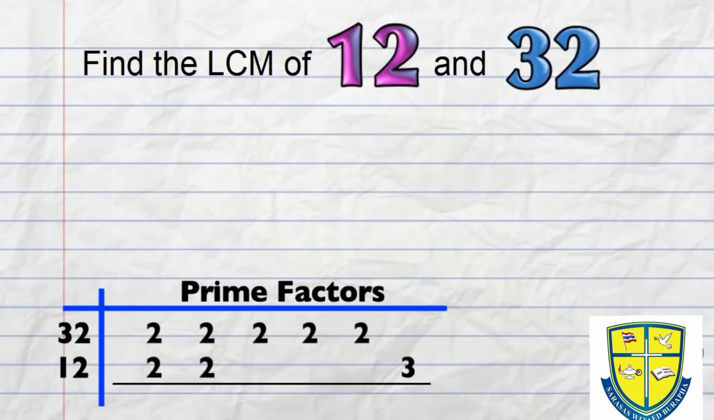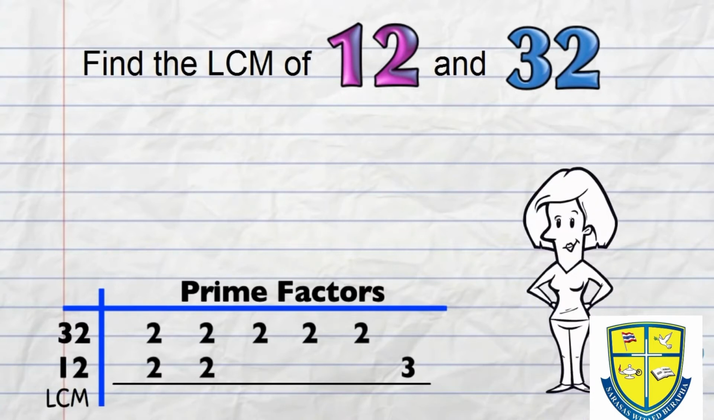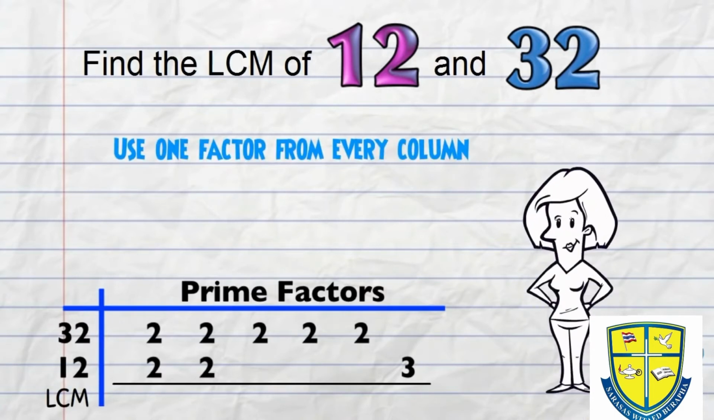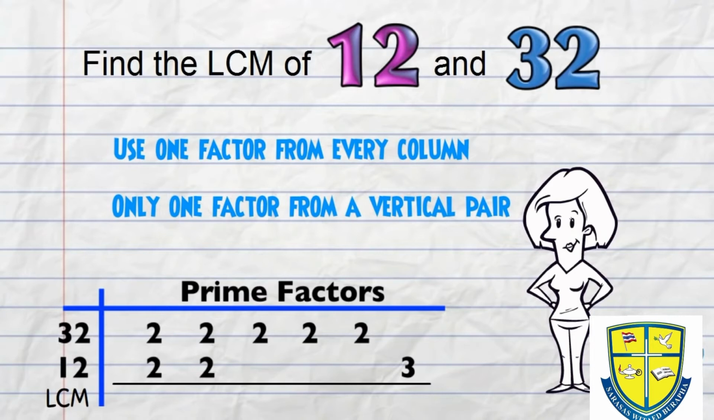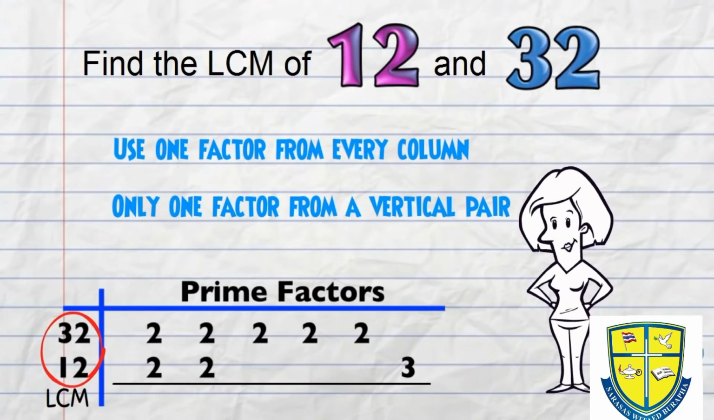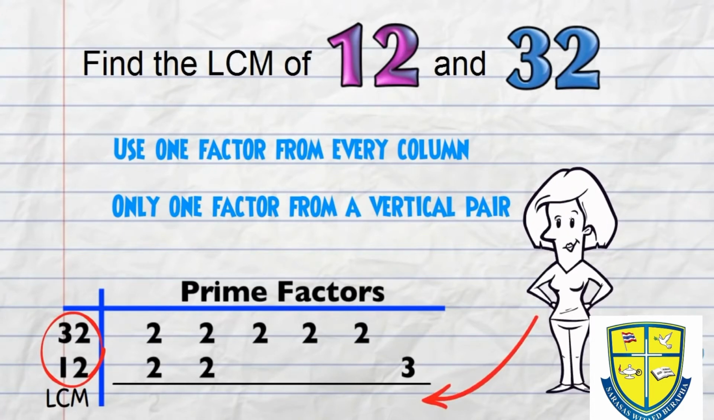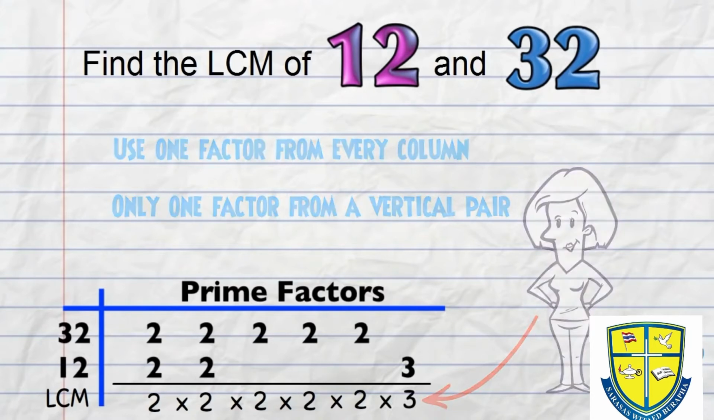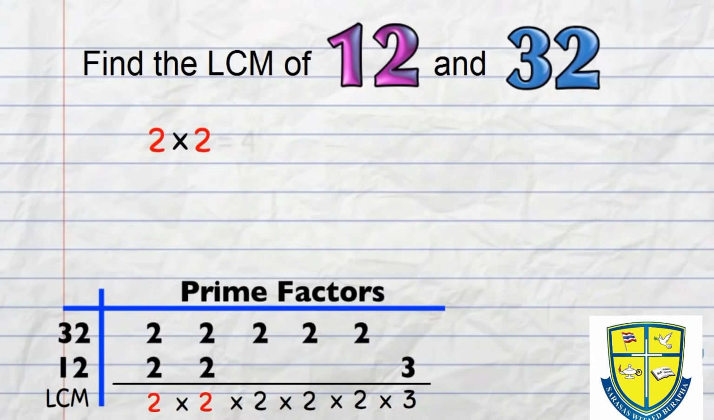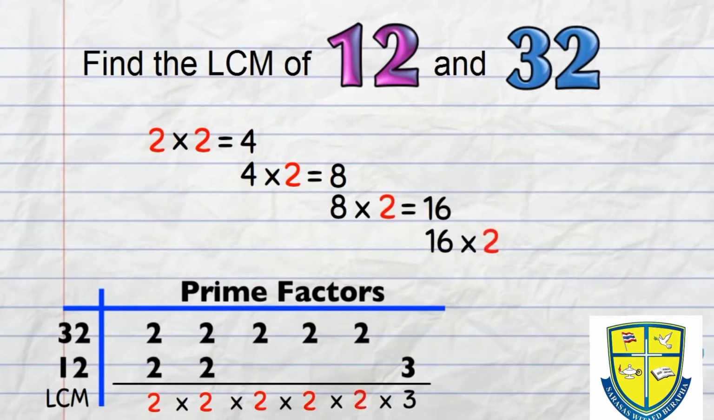Finally, we find the prime factors of the LCM. We use one factor from every column, and if there's a vertical pair, we only take one of those factors. The LCM of these numbers is the product of these factors: 2 times 2 times 2 times 2 times 2 times 3. Work it out. 2 times 2 is 4, times 2 is 8, times 2 is 16, times 2 is 32.